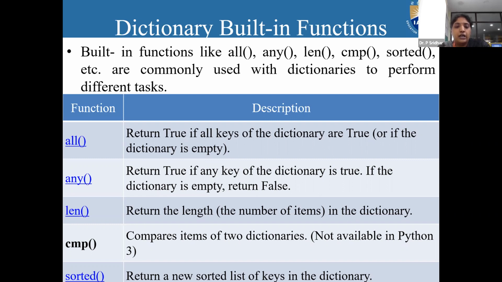Next, cmp. This function compares two dictionaries, that is, the items present in the dictionaries are compared to each other. This cmp is not available in Python 3, so we will not be using it in the 3.0 version of Python. Next one is sorted. This sorted function returns a new sorted list of keys in the dictionary. So these are the main built-in functions present in dictionary.